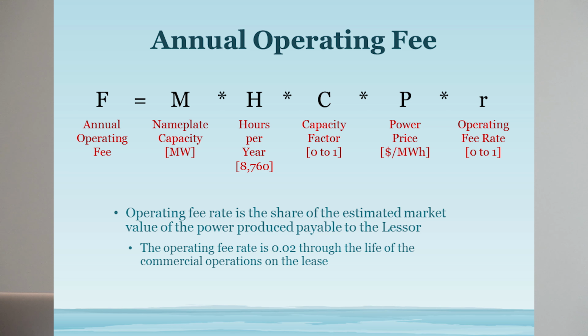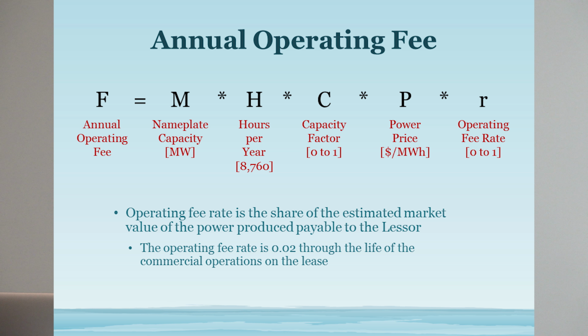Finally, including the last term in here is the operating fee rate, and this reflects the share of the estimated market value of the electricity. This particular rate is set by BOEM, and it's been set at 2% for the life of commercial operations. And as I mentioned, it reflects the value of the power payable to the lessor on behalf of the larger public.